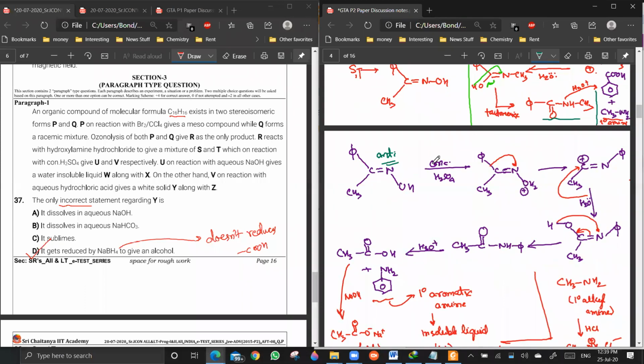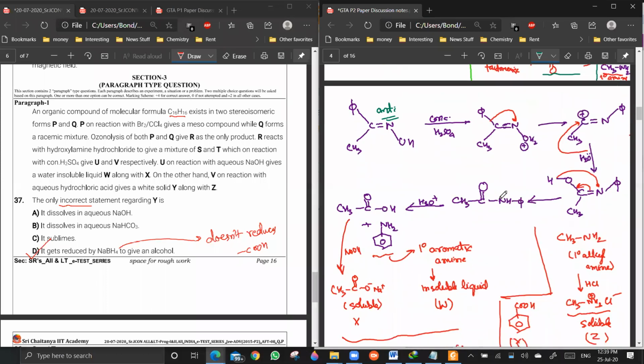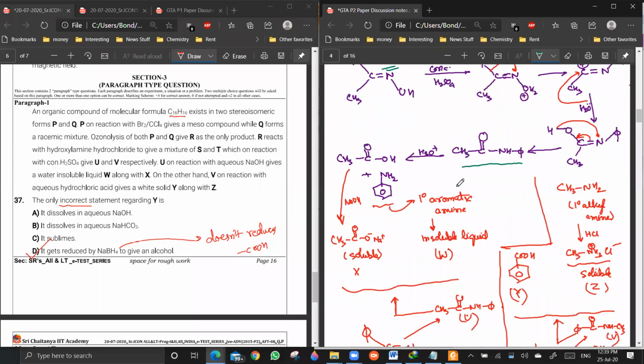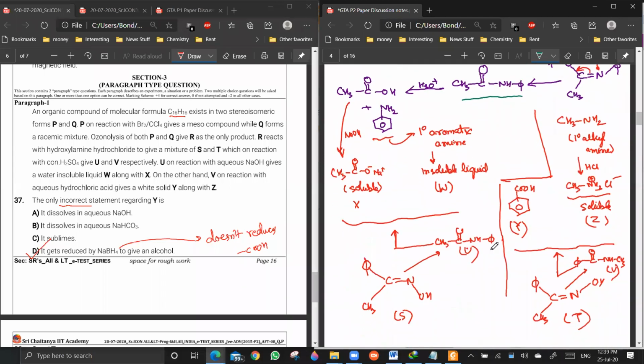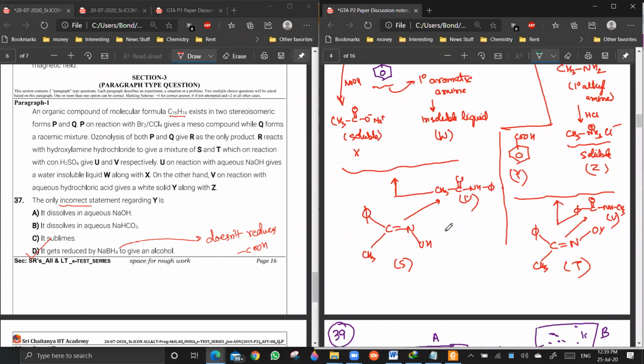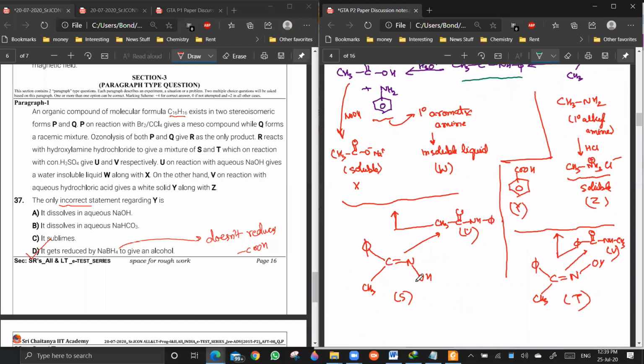Similarly, if you are doing a Beckmann rearrangement of this, Ph will be migrating here. So you will be getting this as the product, and this on hydrolysis gives CH3COOH and PhNH2. Now you see, I have written the things here. If you are starting with this, then only you will get U as this, and X and W as this.